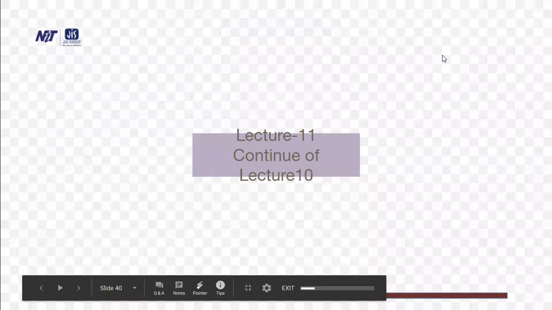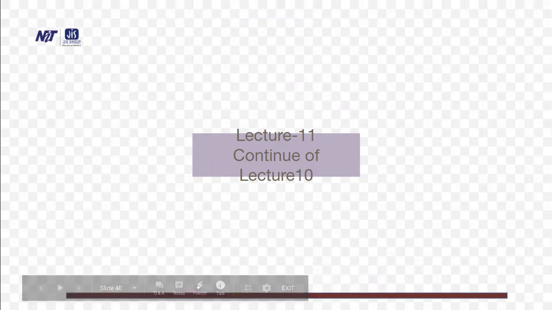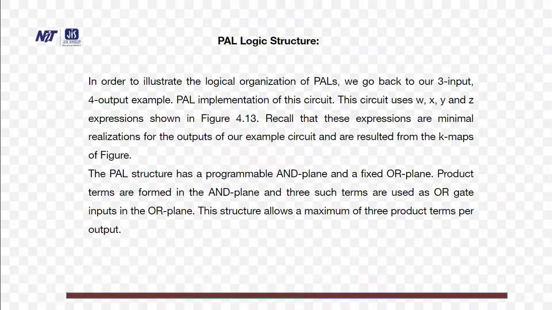It is lecture 11 and it is the continuation of lecture 10. PAL logic structure. In order to illustrate the logical organization of PALs, we go back to our 3 input and 4 output example of the previous lecture. PAL implementation of the circuit.